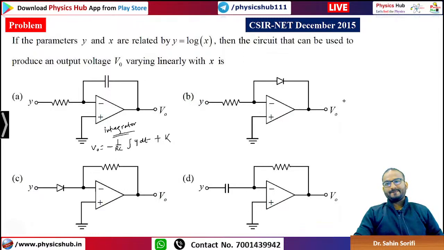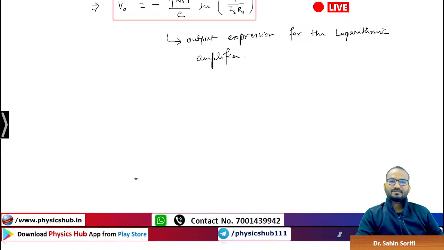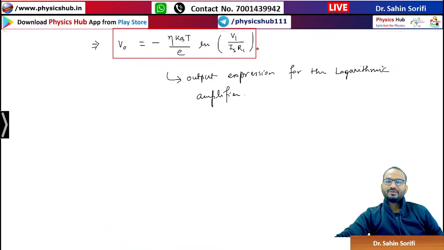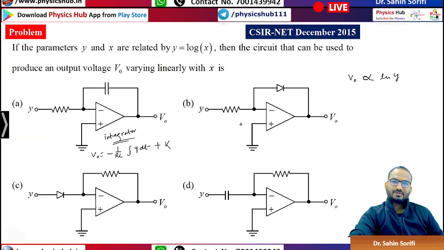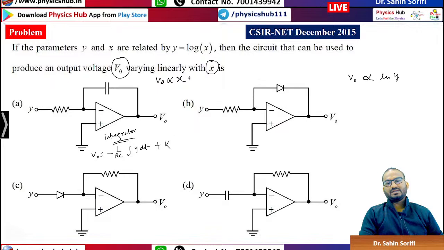Option B. Here, what will be the V0? Let's say I'm just writing proportional to logarithm of y. We have seen it. ln of V1, you can say ln of y. V0 should be varying linearly with x. Okay, V0 should be varying linearly with x.